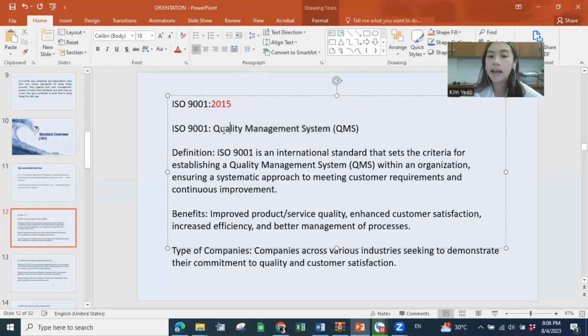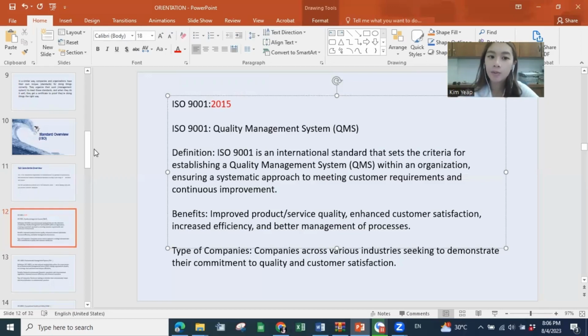So this one actually helps the company in terms of quality assurance, to make sure that whatever product they produce or the service the company offers, or how the company actually operates, it's based on quality. Quality means what? Quality means customer satisfaction, decreased customer dissatisfaction and customer complaints.